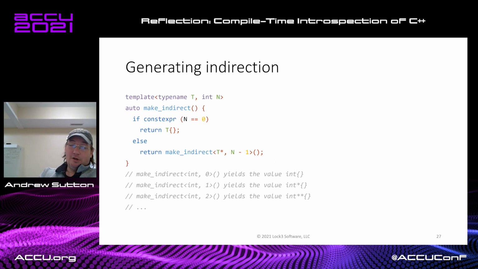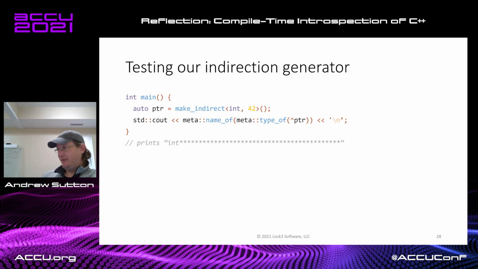But if we want to know if it works, we can actually use the metaprogramming library to help test this. So get a pointer, make indirect int in 42. So we would expect a bunch of int with a bunch of pointers, and then we just go ahead and print that out. And this is where reflection starts being used here. So this thing here, the caret followed by pointer, that caret is the reflection operator. It's going to give me a handle to the variable, or reflection of the variable.